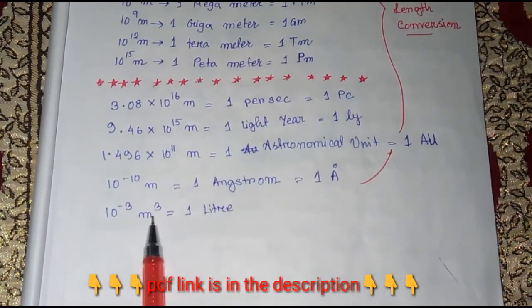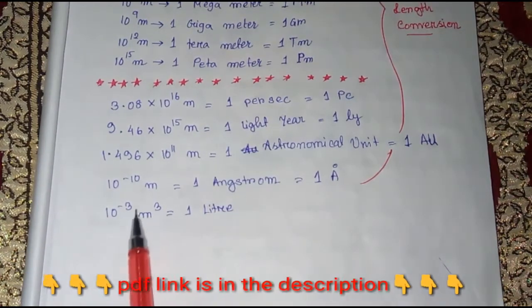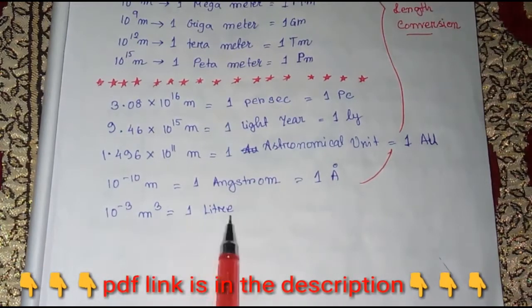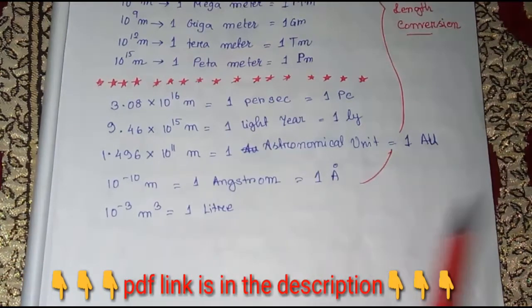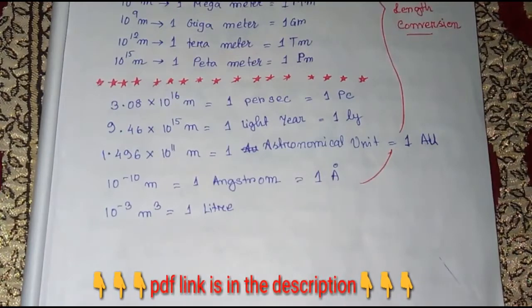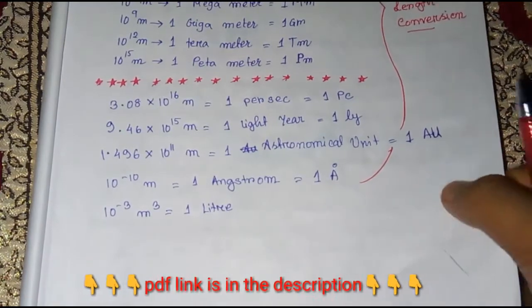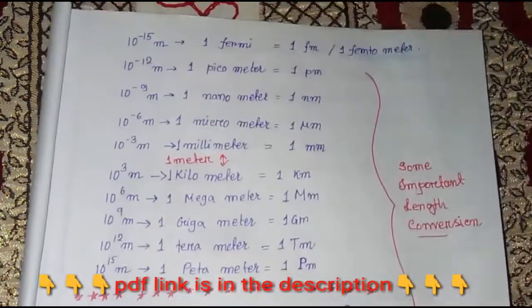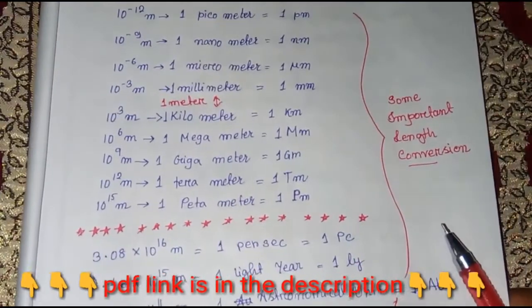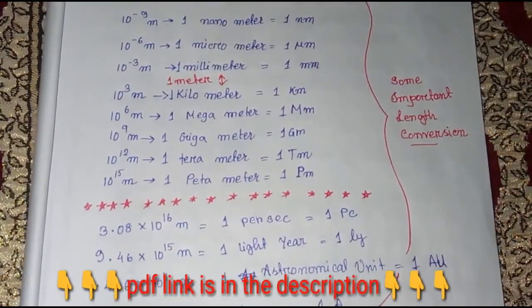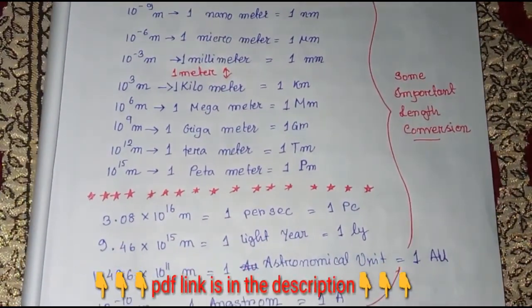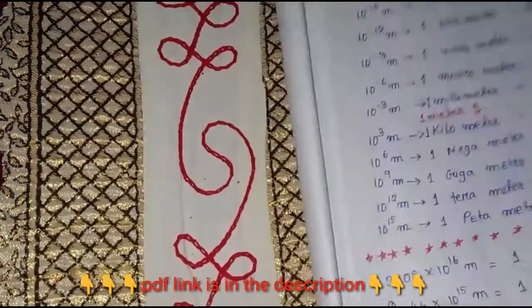10 to the power minus 3 meter cube is called 1 liter. So these are some important length conversions. I request you to please write down these conversions in your copy, because they will be very helpful in future. Okay, so let's start today's lesson.